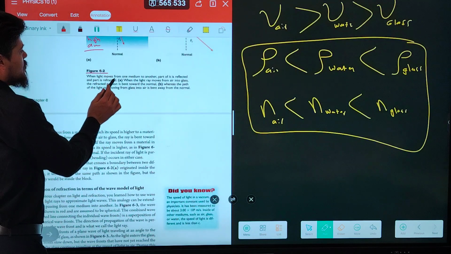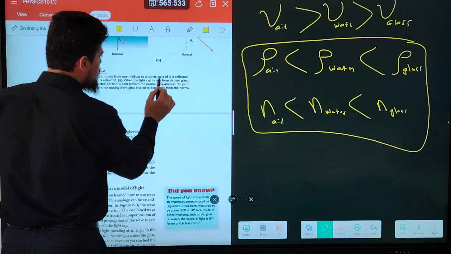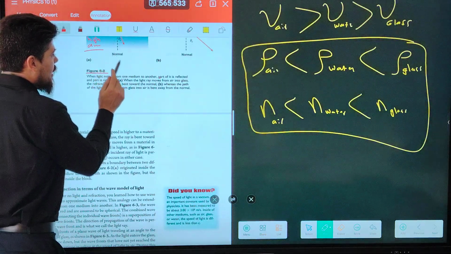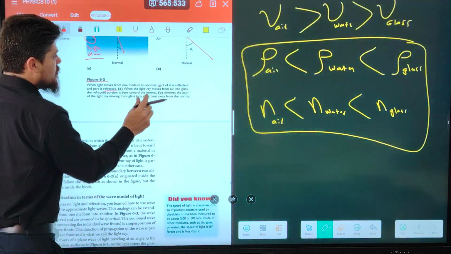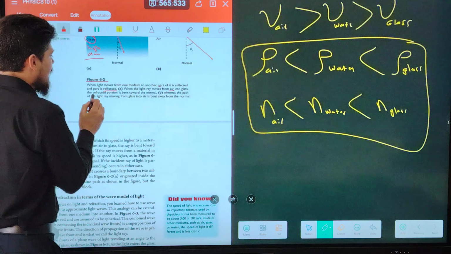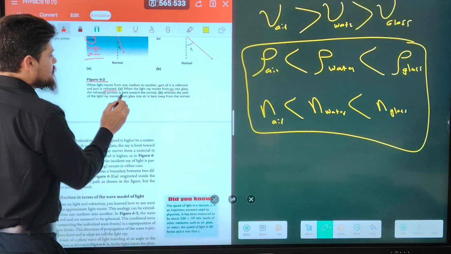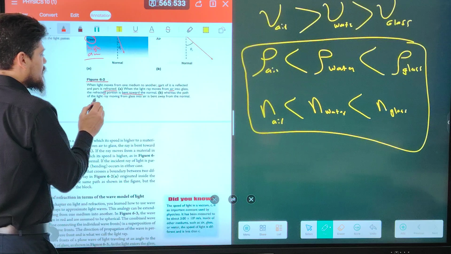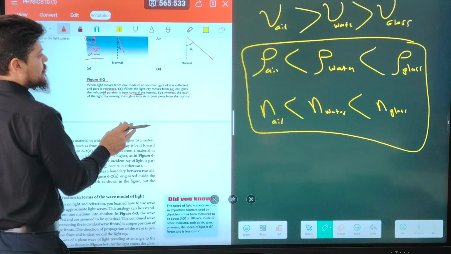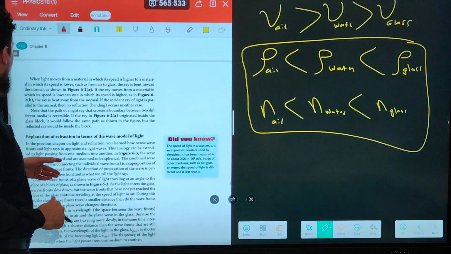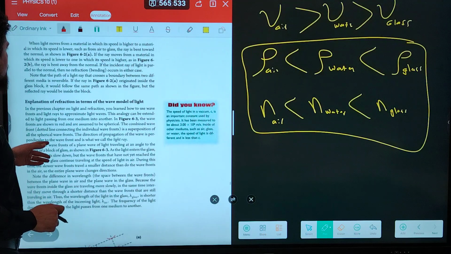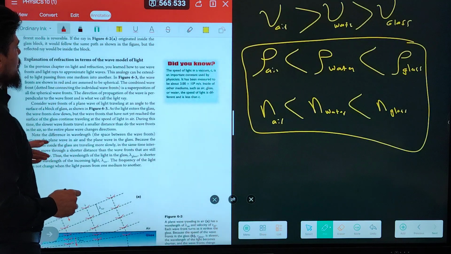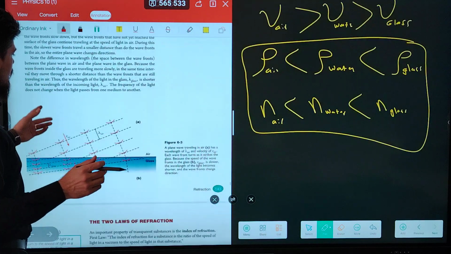Figure 62: when light moves from one medium to another, part of it is reflected and part is refracted. Figure A: when a light ray moves from air, low density, into glass, high density, the refracted portion is bent toward the normal, whereas the path of a light ray moving from glass into air bends away from the normal. Okay? Explanation of refraction in terms of the wave model. This is the same thing that I explained.